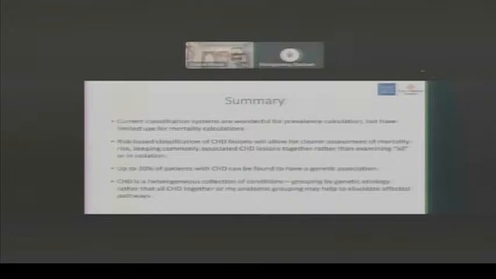We also know that up to 30% of patients are now known to have a genetic association. And because it's such a heterogeneous collection of conditions, if we group by genetic etiology, we might better be able to further our science understanding the pathways. And thank you very much. That is everything.